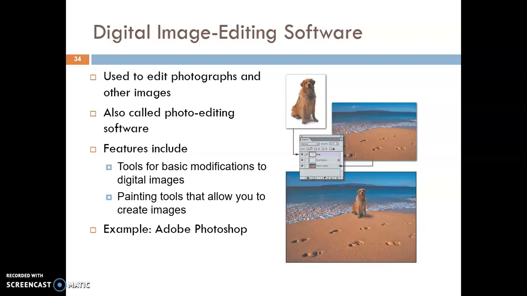From this slide you can see there are two different pictures. The first one is a beach and the second one is a dog. But when we use Adobe Photoshop software, for example, we can combine the two pictures and it looks like this dog is at the beach.